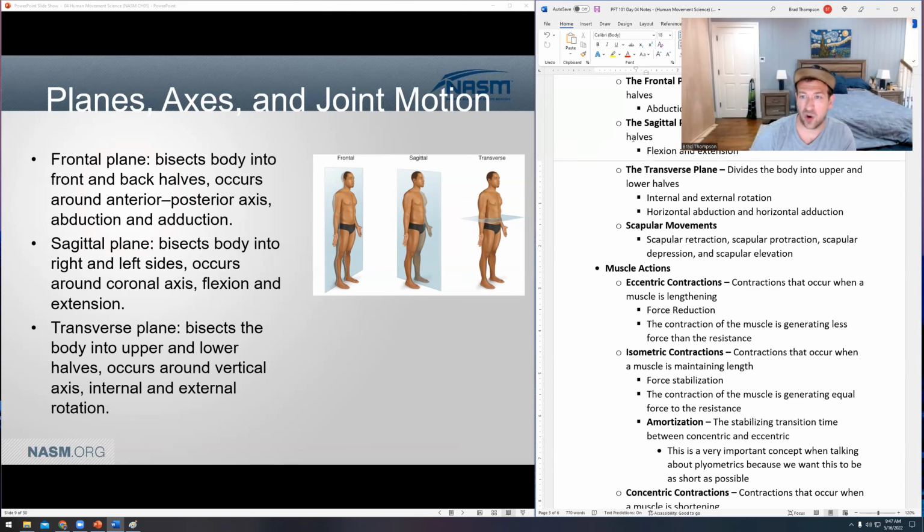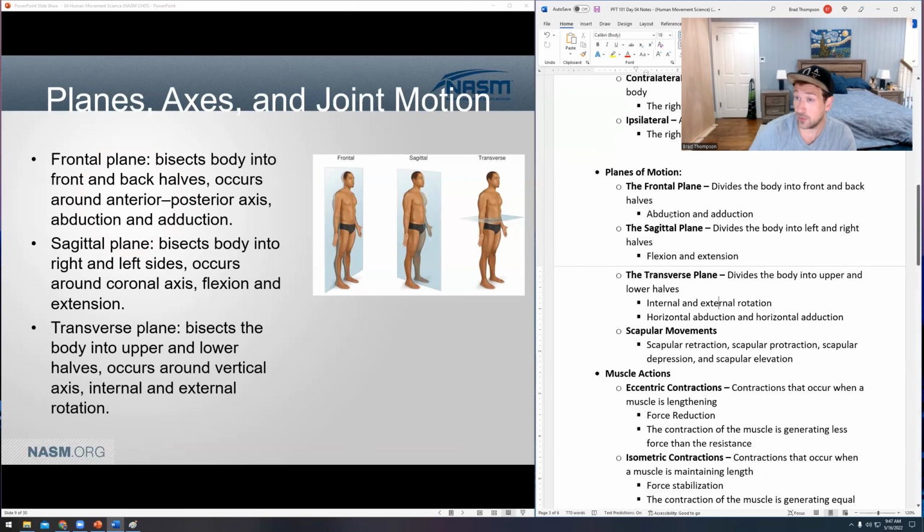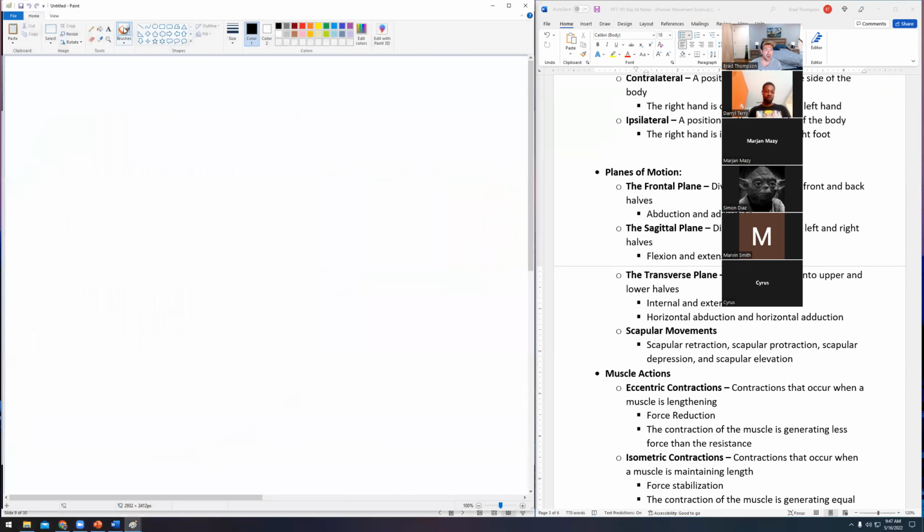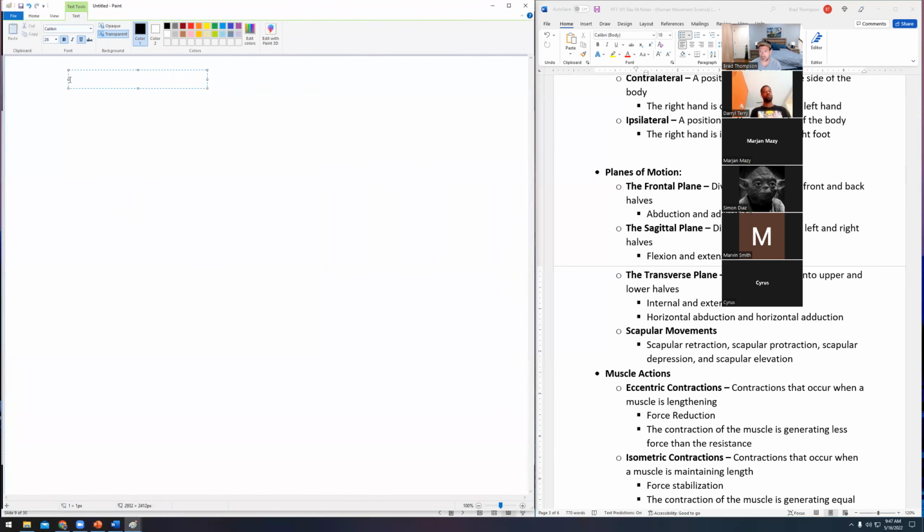Those are our three planes of movement. So every movement you've got is happening in a plane of movement. So here's a fun thing. Everybody get ready to unmute your microphones. I'm going to go around the room, and we're going to generate a list. All right. So Daryl, I'm going to start with you because you're on my screen. You're on the top. Give me an exercise in the gym. Pick an exercise.